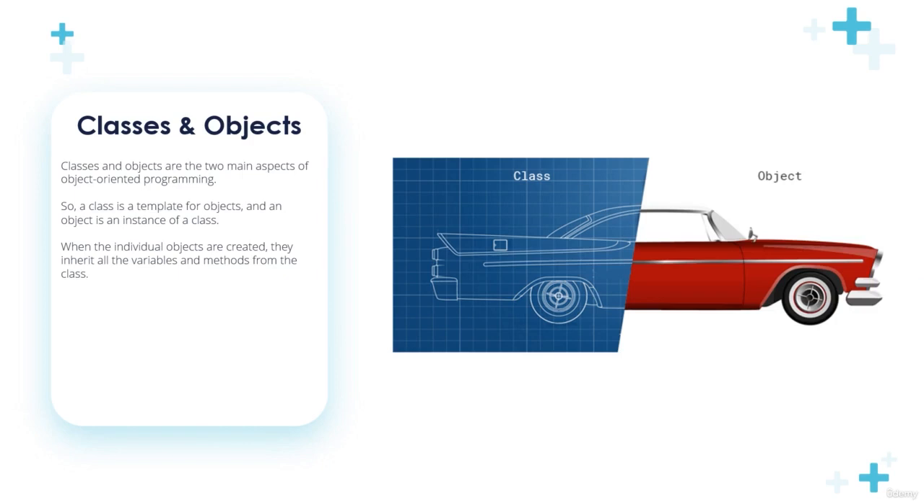I want you to concentrate on this picture. The class represents a blueprint or a template for objects, and an object is this car, this red car. We can make another object, which is the green car. We can make a blue car. These are different objects, but the class is the same. It's a blueprint. It's a template for objects, and an object is an instance of a class.